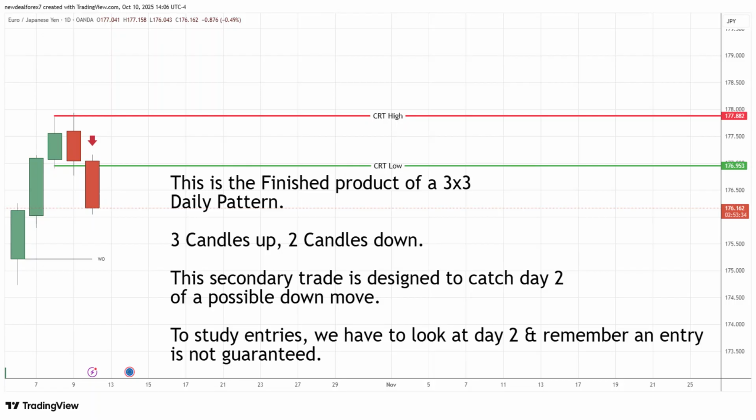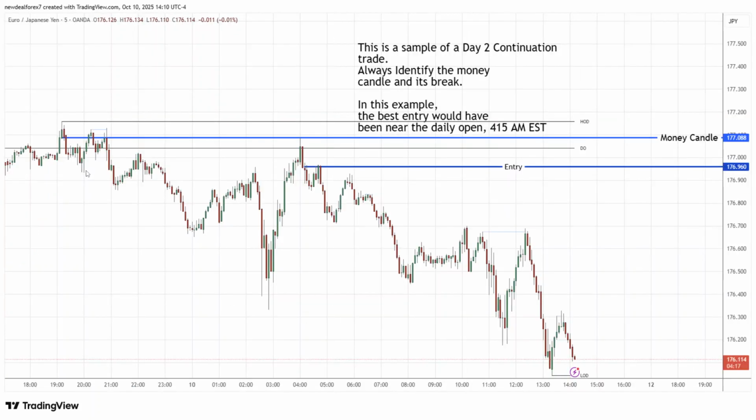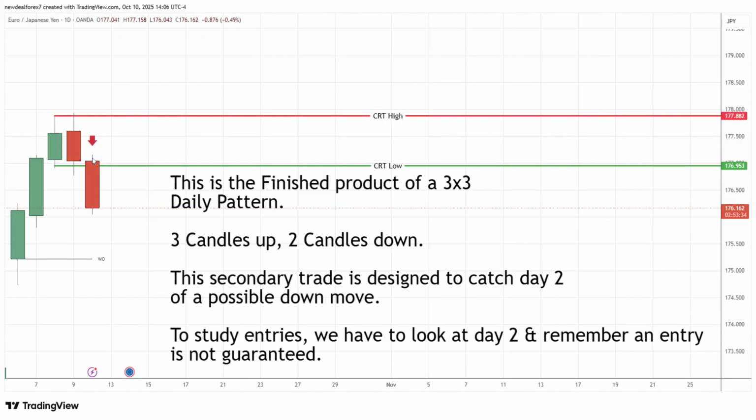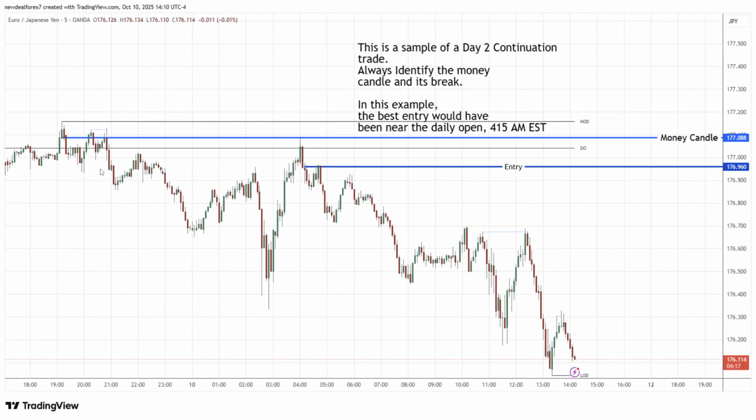So let's take a look and see what entries are offered on this day, because remember, they're not guaranteed, but this is an option for you. So this is the 5-minute chart of this day right here. This last red day, this is how it looks on the 5-minute. So we have our money candle. You always want to mark the money candle first and foremost whenever you come to the chart. Remember I talked about the daily open.